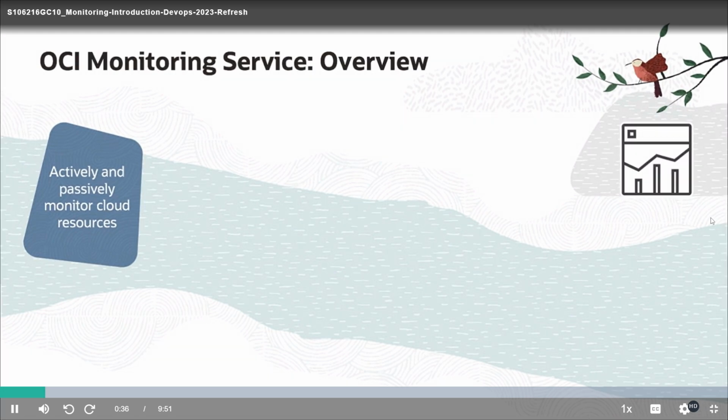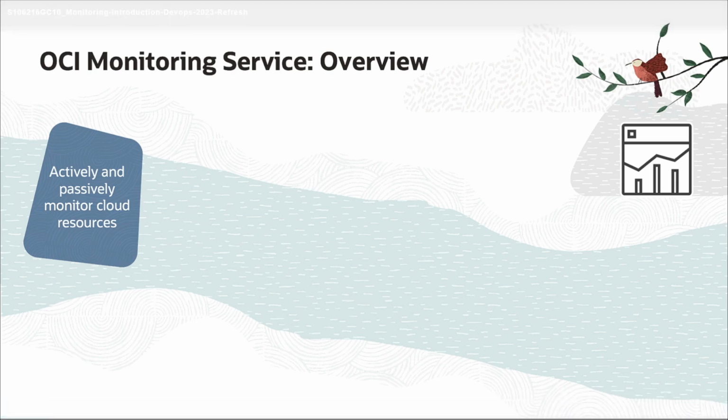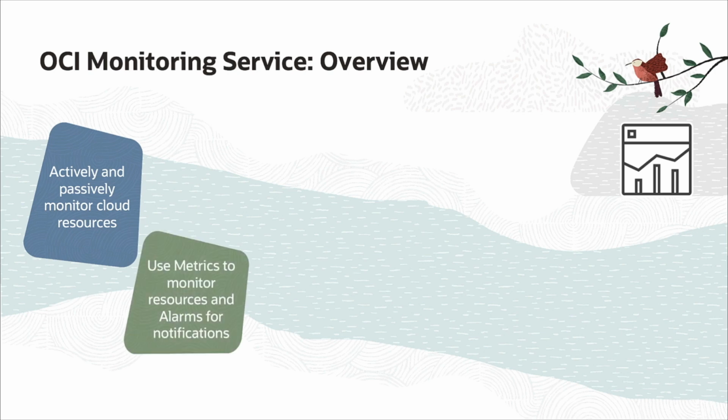Active is about being proactive or predictive in monitoring, and passive is about reactive monitoring using real-time data collected from cloud resources. The service uses a concept called metrics that contains the data to be monitored, and then another concept called alarms to alert for any of the problems being reported.